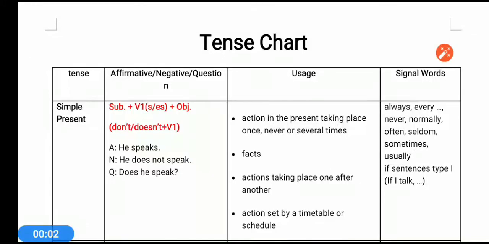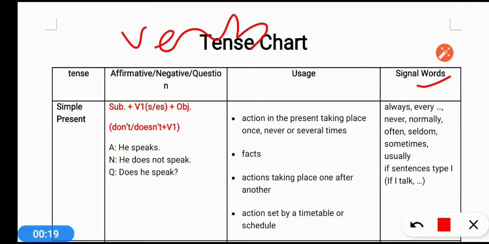Hello everyone, in this video we are going to study about tense, and we are going to study all the tenses in short. Firstly, present simple tense. Present simple tense is identified with the help of two things, either verb or signal words. If we talk about verb, wherever in the sentence there is a first form of the verb, then it is present simple tense.